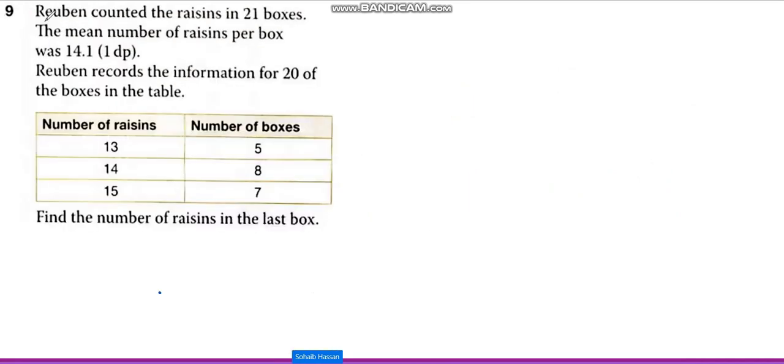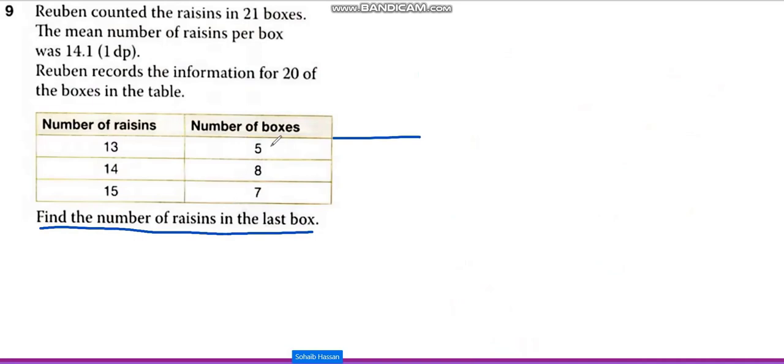In question number 9, it says Ruben counted the raisins in 21 boxes. The mean number of raisins per box was 14.1. Ruben records the information for 20 of the boxes in the table. It says to find the number of raisins in the last box. We know the number of raisins in the first 20 boxes, but we don't know the number in the last box. To find it, we need to make some changes in this table. First we will find the total number of raisins in 5 boxes, then in 8 boxes, and then in 7 boxes.